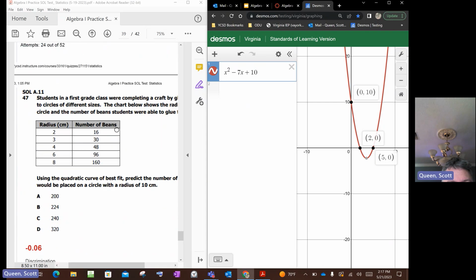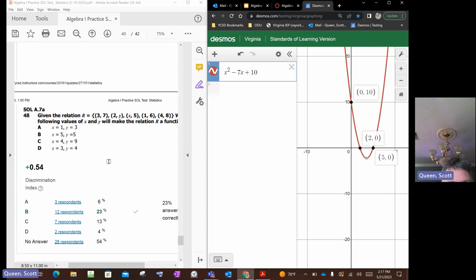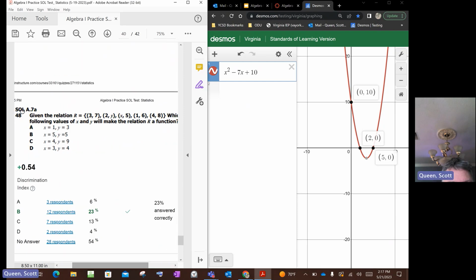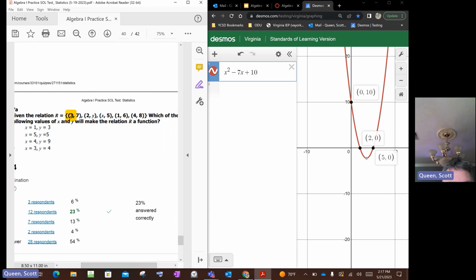47, lots of words. I'm going to come back to that. All right, 48. This one is interesting. This one I like. Given the relation, all right, all this. See the brackets, and then we have all these xy coordinates inside. We got this, we got this, we got this, okay, and so on and so on.